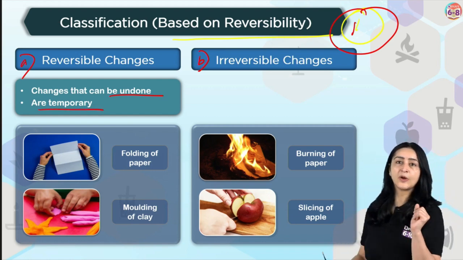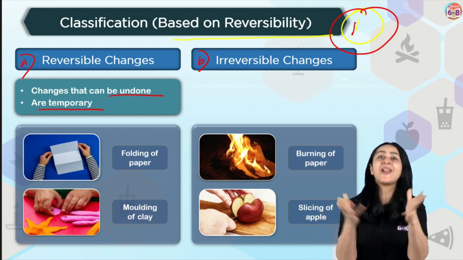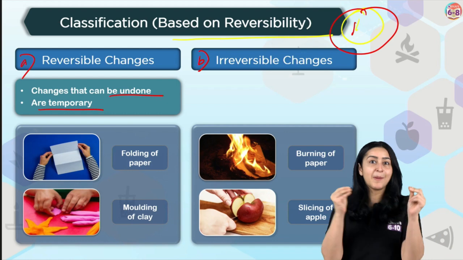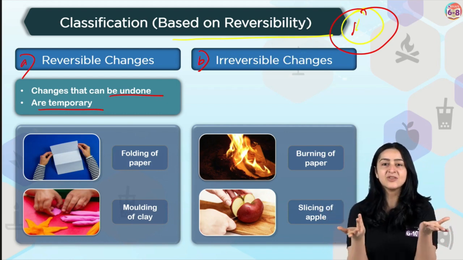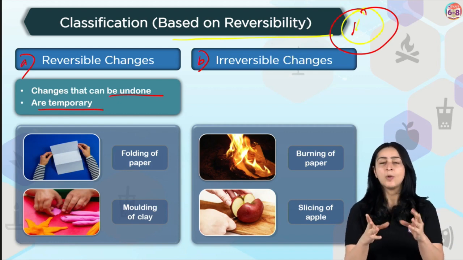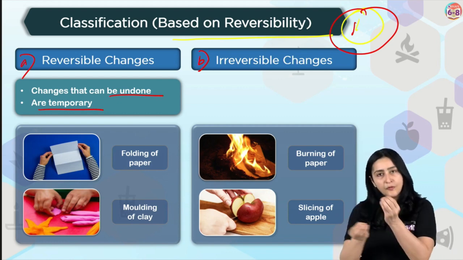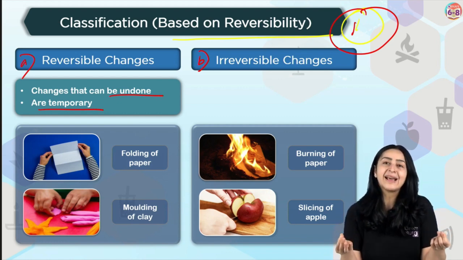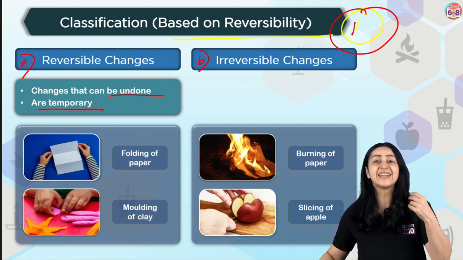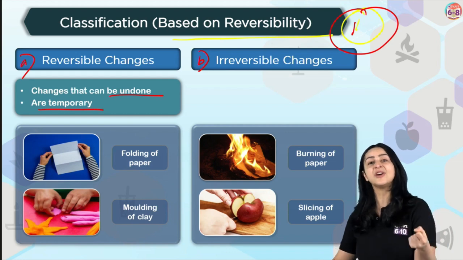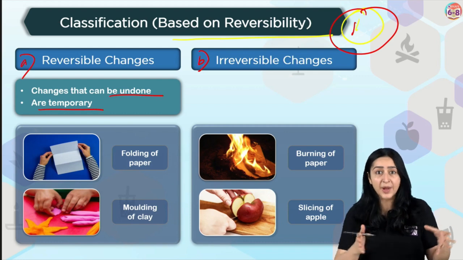For example, if we talk about folding of paper, you have a paper with you and you say, I want to make a paper flower, or I want to make a lovely paper boat, I want to do some origami, right? And you take it, fold it into different shapes. And then you say, now I'm bored, I want to make another shape. What do you do? You'll unfold that paper, right? So basically, when you fold that paper, you can get back that paper to what it was before. So this is what we call a temporary change. This is what we call a reversible change. You can reverse it back to the same substance that you started with, right?